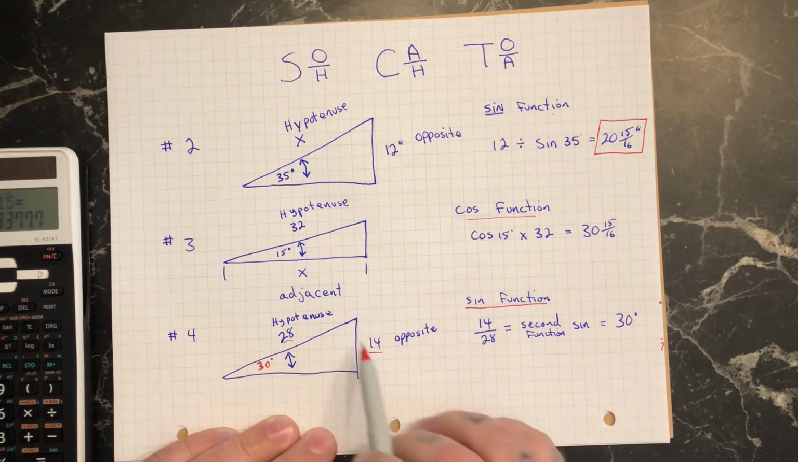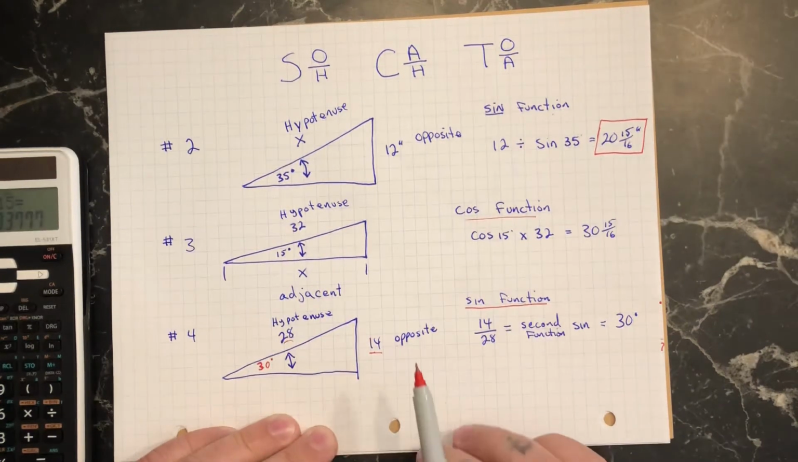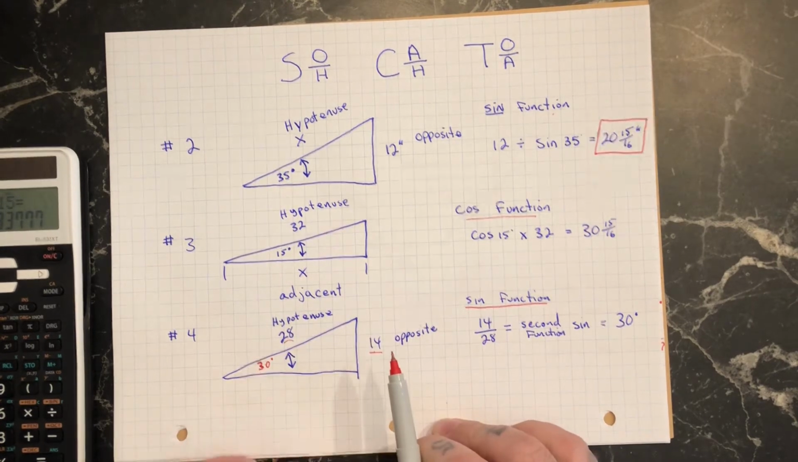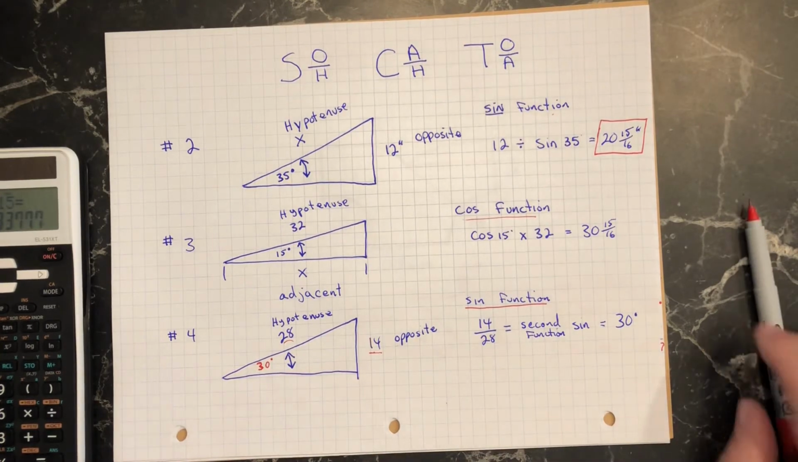So if you have two numbers and you're looking for an angle, it's going to be the second function button. If you have an angle, you're going to be using those functions just as they are. All right, moving on.